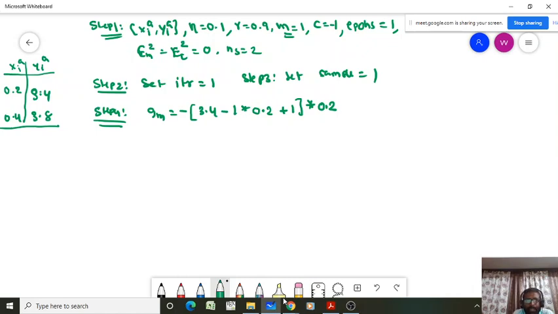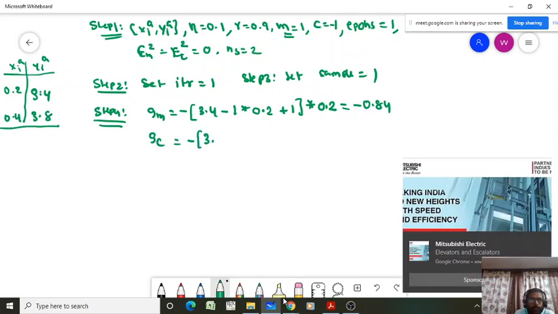Right? So we have calculated this multiple times. So this value will be equal to minus 0.84, and gc is equal to minus 3.4 minus 1 into 0.2 plus 1, the value is equal to minus 4.2.